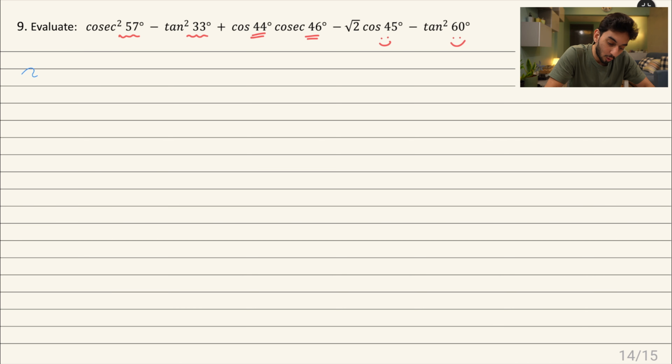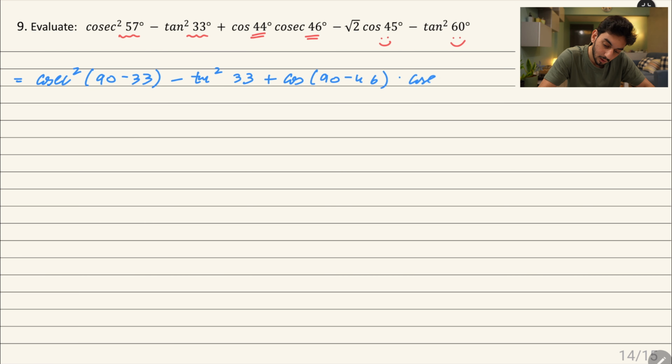Okay. Now, can I write the cosec square 57 as cosec square 90 minus 33? You can also change the 33. You can write the 33 as 90 minus 57. It's your wish. Okay. Minus the tan square 33 remains as it is. Plus cos 44 can be written as cos of 90 minus 46 times the cosec 46 is as it is minus root 2. Now, I know cos 45 is 1 upon root 2 minus. I know tan 60 is root 3.